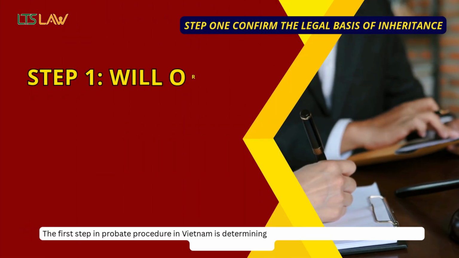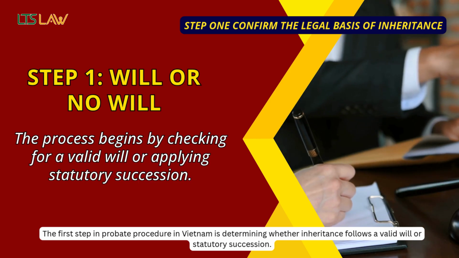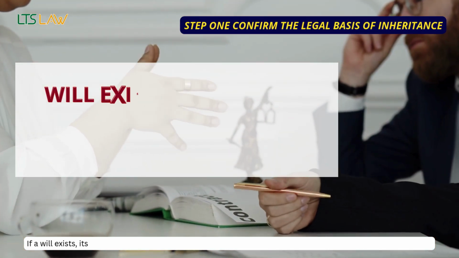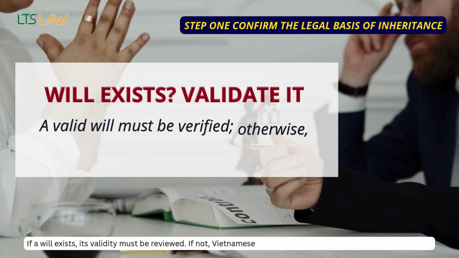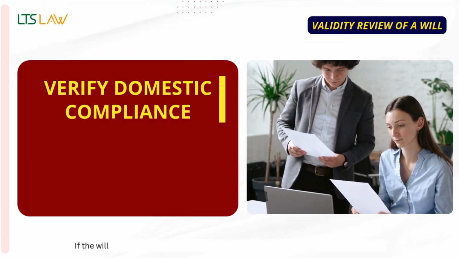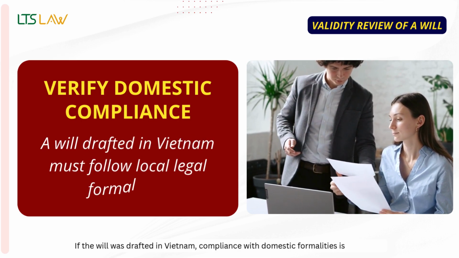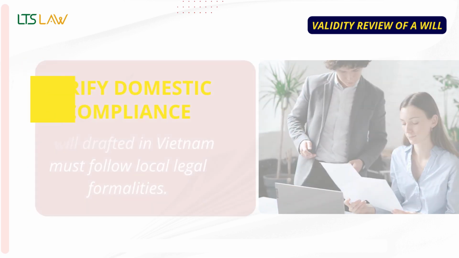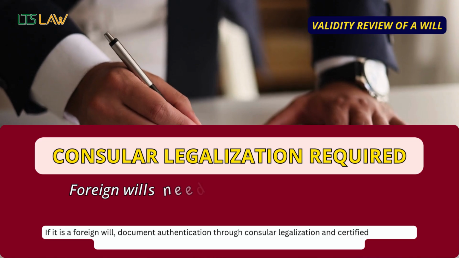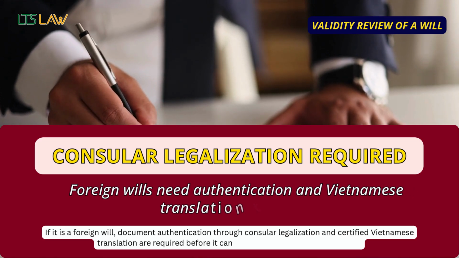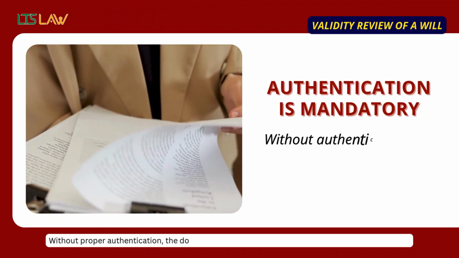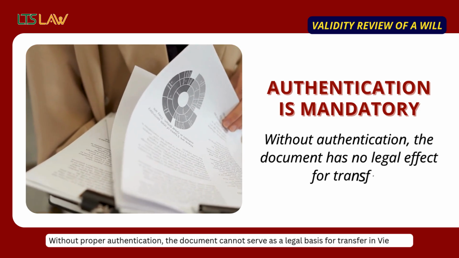The first step in probate procedure in Vietnam is determining whether inheritance follows a valid will or statutory succession. If a will exists, its validity must be reviewed. If not, Vietnamese statutory inheritance rules apply automatically. If the will was drafted in Vietnam, compliance with domestic formalities is examined. If it is a foreign will, document authentication through consular legalization and certified Vietnamese translation are required before it can be used in inheritance procedures. Without proper authentication, the document cannot serve as a legal basis for transfer in Vietnam.